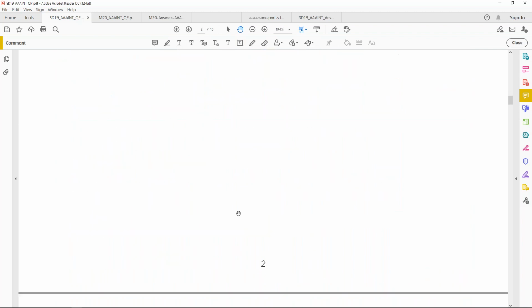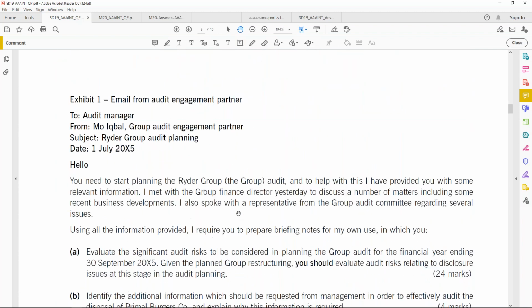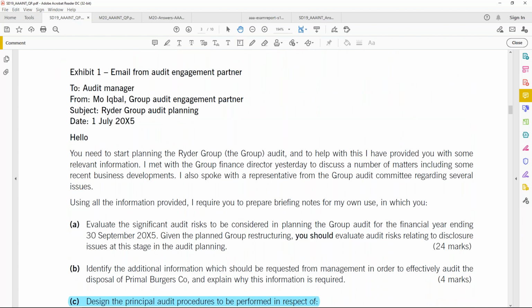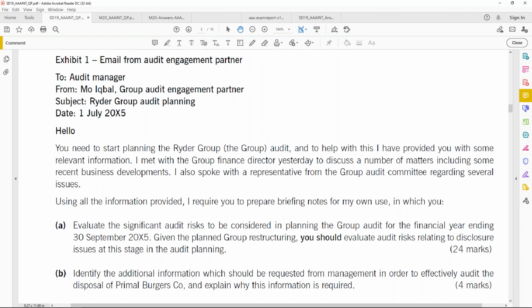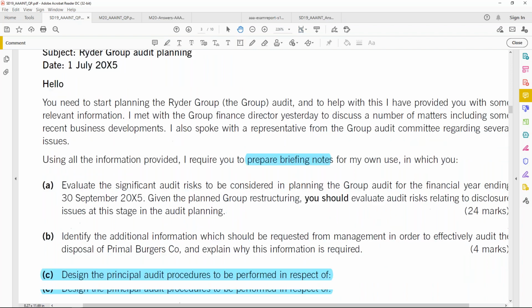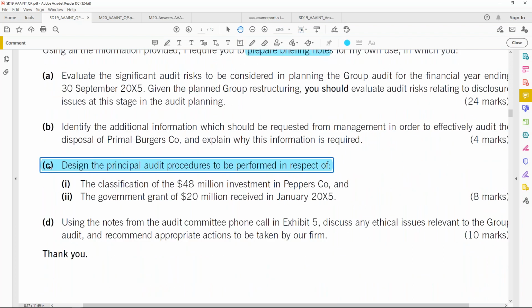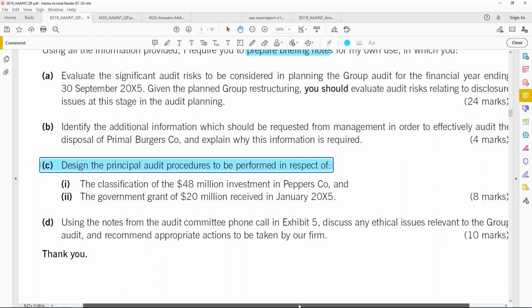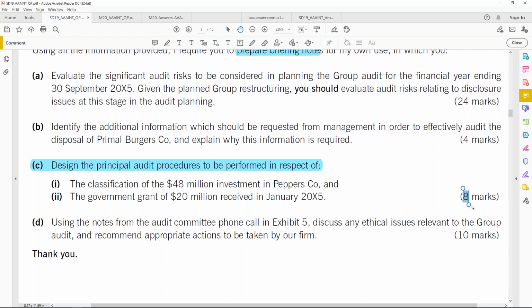You scroll down and you come to the requirements. In the requirements, which is in the exhibit 1, you know the exhibit 1 is the email of the partner. And in the exhibit 1, you have to prepare a briefing note. And in this briefing note, there is a requirement which is for audit procedures. You go down, there is a requirement coming here, C. Can you all see the C requirement here? Design the principal audit procedures to be performed in respect of. How many marks we have in total for the procedures? 8 marks. So you have 8 marks over here.